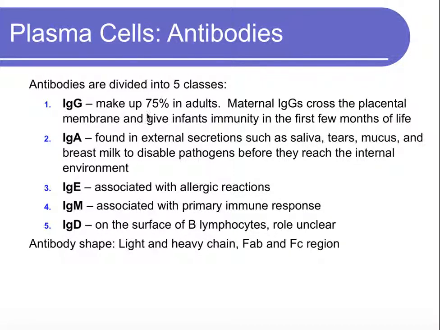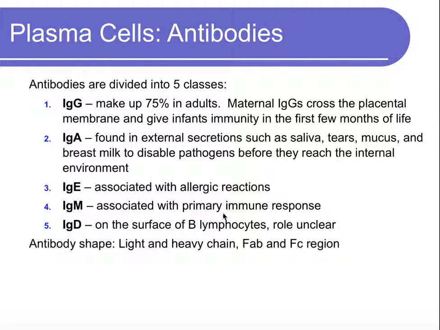IgG makes up about 75% of the antibodies in adults. So this is the one that's most abundant. These are also very small, and as a result, they're able to cross the placenta and give immunity to the fetus and then obviously the baby during the first couple months of life. IgA is found in things that are secreted, like saliva, tears, mucus, breast milk, and so they're able to disable pathogens before they can get into our internal environment. IgE, think of allergy. Those are the antibodies involved in an allergic reaction.